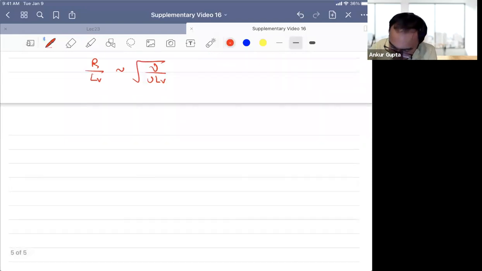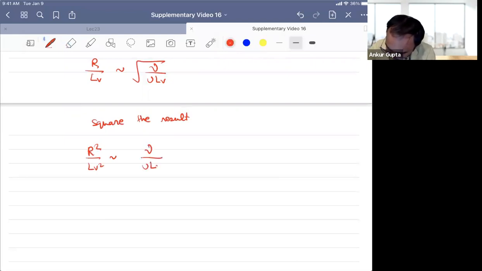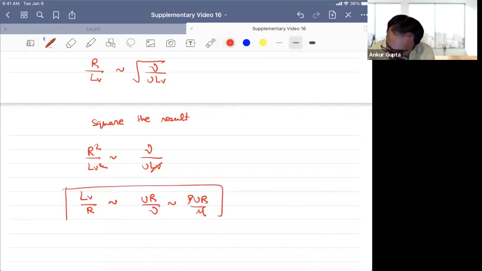So what we'll do is square the result. What we get is R square by LV square is equal to nu by U LV. One of the LVs gets cancelled, and we get LV by R becomes equal to UR by nu, or rho UR by mu. And in pipe flow, we define Reynolds number based on the radius.